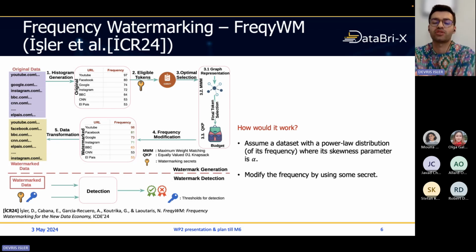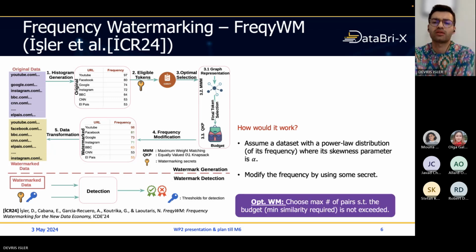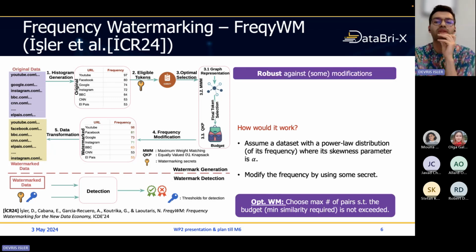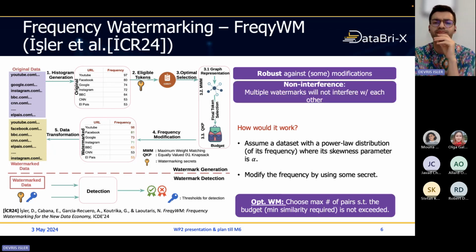And for the detection, you just use the secret. There are some cases that we need to consider. We want to choose more pairs, because the more pairs you choose, the more robust the watermark is, considering your similarity, of course. Then we want robustness, which means any modification you do will not change the underlying watermarking. Then we have the non-interference property, which means even though you add multiple watermarks on it, I should be able to verify it.